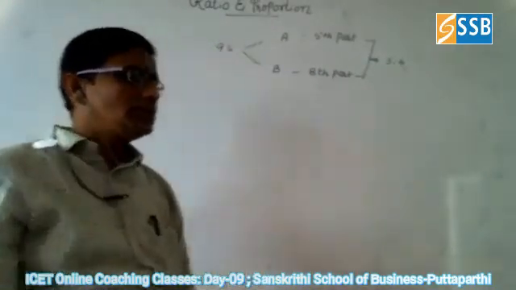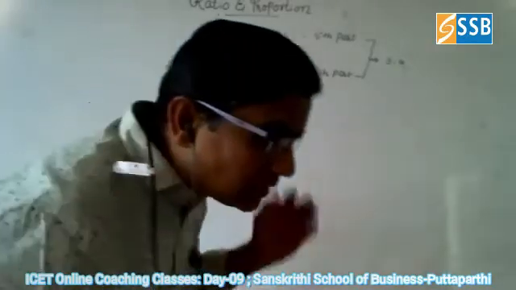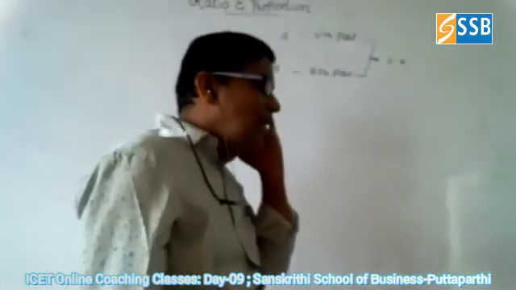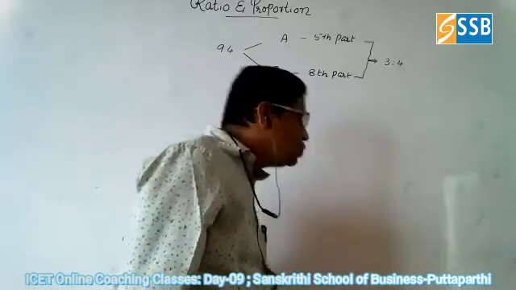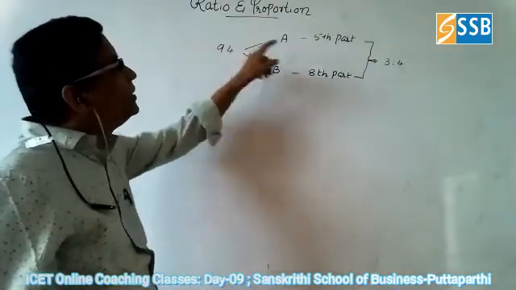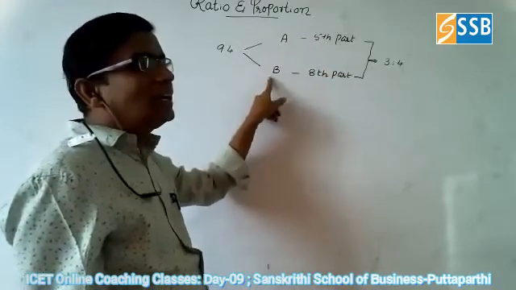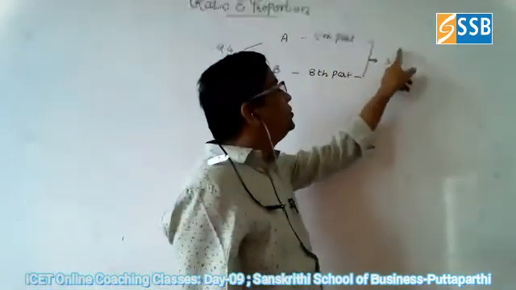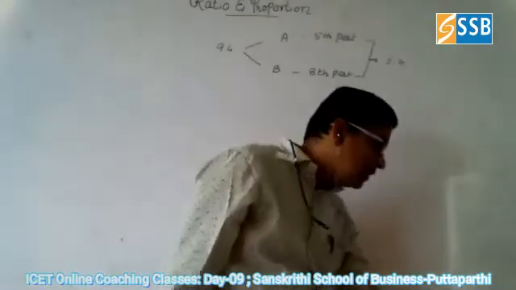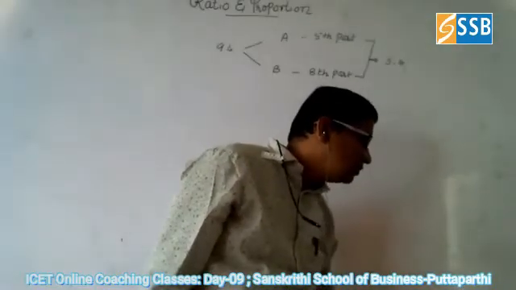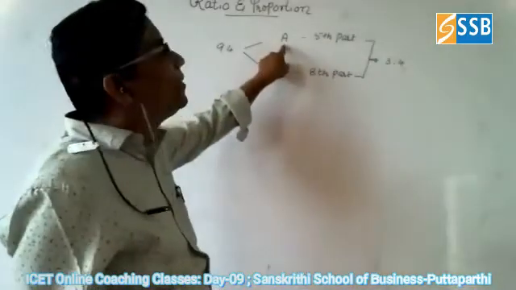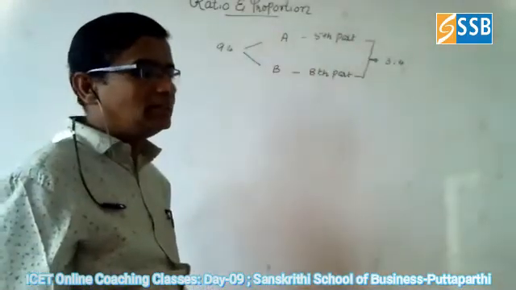What is the first part? See the question, understand the question properly. 94 is divided into two parts in such a way that the fifth part of the first one and the eighth part of the second one are in the ratio 3:4. Then find the first part. So what is the first part? Means the A part, how much is it?